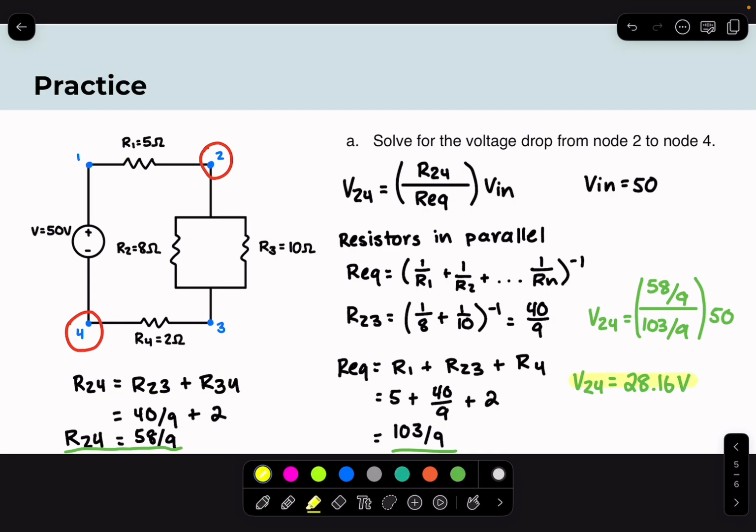If I do a quick sanity check, I know that there's 50 volts coming into the circuit, so that means that no more than 50 volts could be leaving the circuit, and so I think that this answer could be correct, and then that's what I would select for the exam.